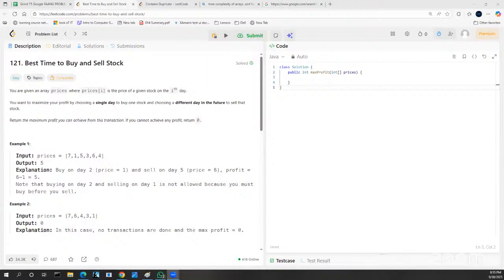Think of it like this: we are creating a program, and we have told the program, hey, Mr. Program, buy at the lowest price and sell at the highest price, and let me know what the maximum profit is. This is the situation, right?